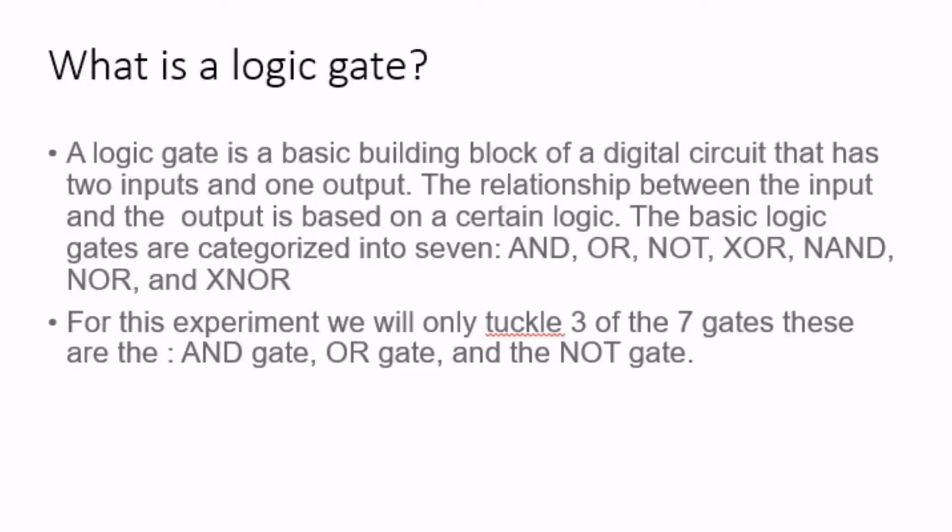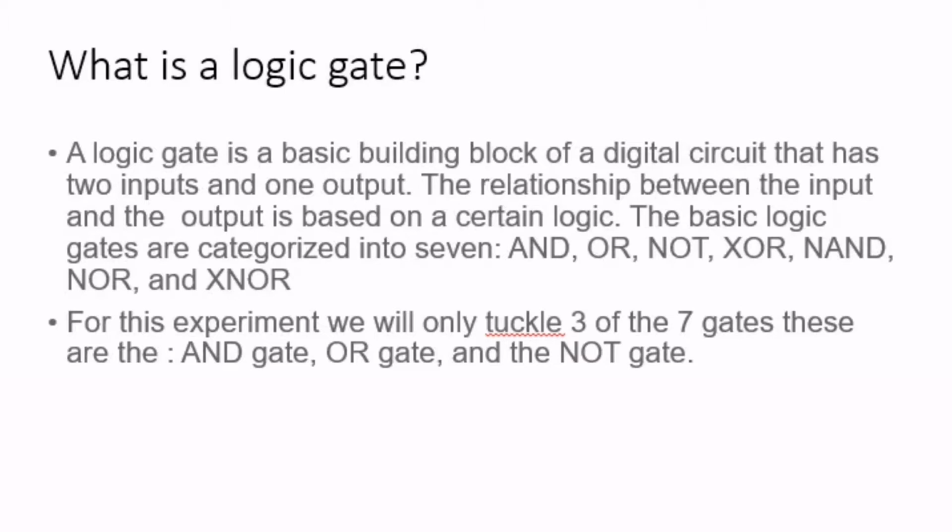What's up? For this experiment, I will discuss the three basic logic gates: the NOT, the OR, and the AND logic gate. So what is a logic gate? A logic gate is a basic building block of a digital circuit that has two inputs and one output. The relationship between the input and the output is based on a certain logic.